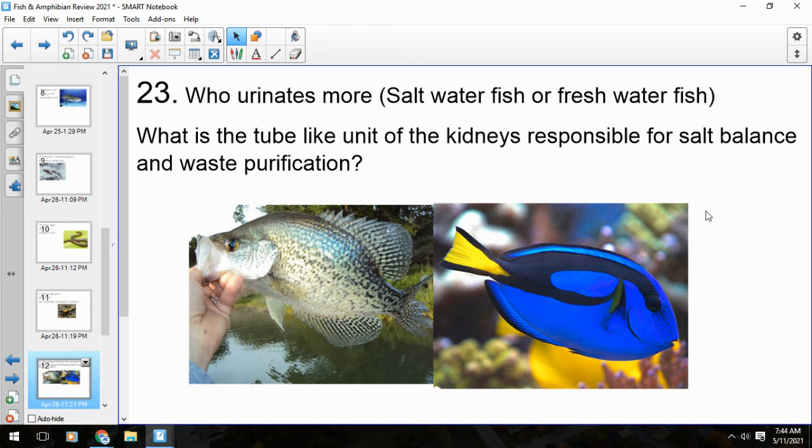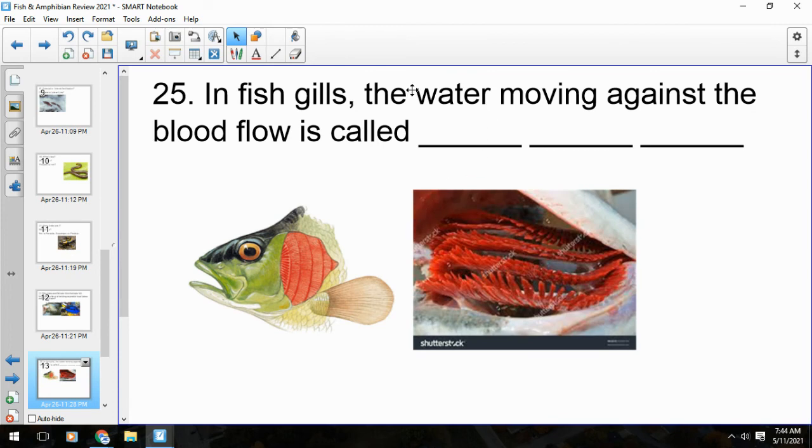What is the tube-like unit of the kidneys responsible for the salt balance? That's going to be the nephron. So the nephron of the kidney. So freshwater fish urinate more, and the nephron. In fish gills, the water moving against the blood flow is called countercurrent flow. Countercurrent flow. And so the water's going one way, the blood's going the other way, and that maximizes the mixing of the oxygen with the blood.